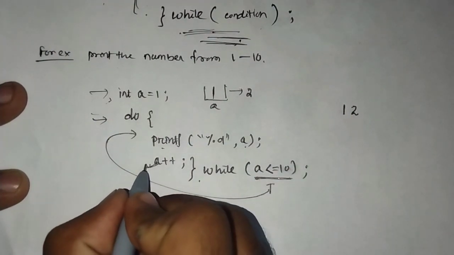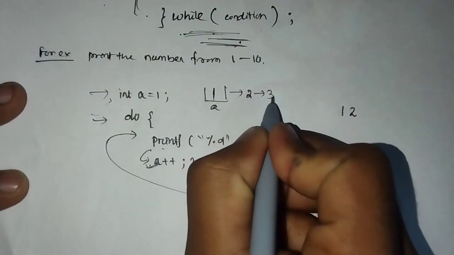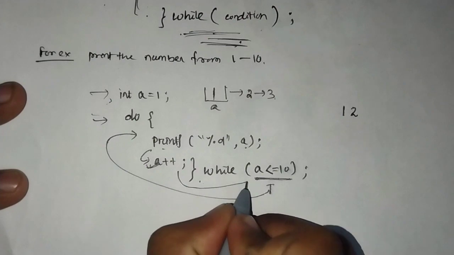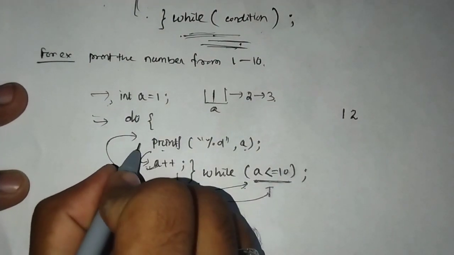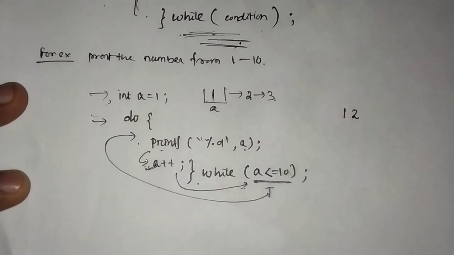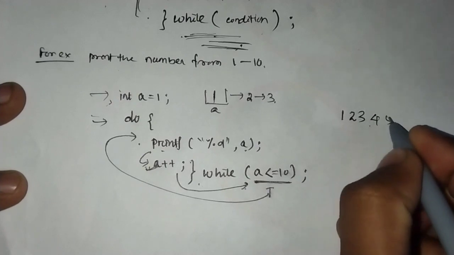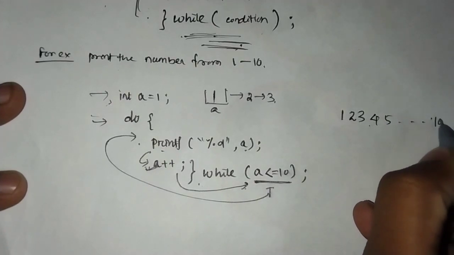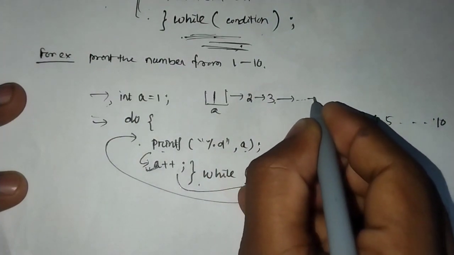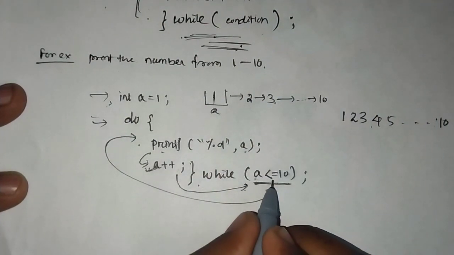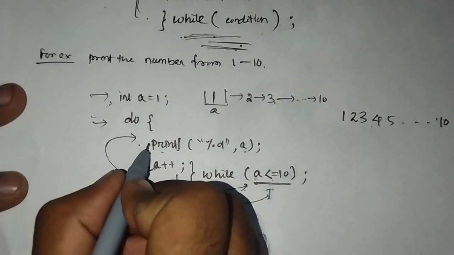After this there will be the incrementation. So the value 2 is now changed to 3. Then check whether it is true or not. Yes, it is true. So it will again come to this print statement. So it will print 3. After this 4, 5, it will continue till 10. When the value of a plus plus is changed to 10, it will check here, 10 is less than or equal to 10 or not, true. So it is going to come here.